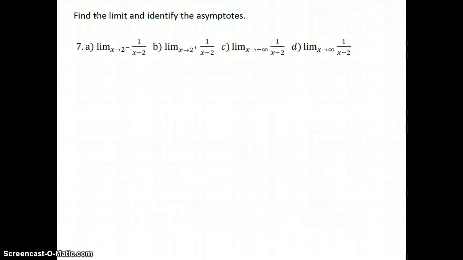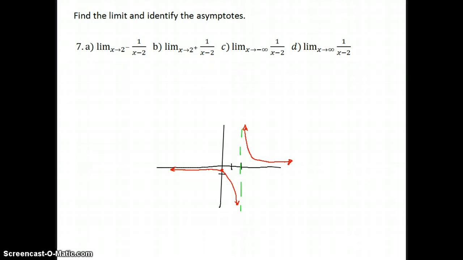Next one, we're going to look at the graph. Here I have my graph, and the first problem says the limit as x goes to 2 from the left-hand side. As x goes to 2 from the left, our y value goes down to negative infinity. That's A. As x approaches 2 from the right side, our y value goes up to positive infinity. As x goes to negative infinity, our y value goes to 0. As x goes to positive infinity, our y value goes to 0.